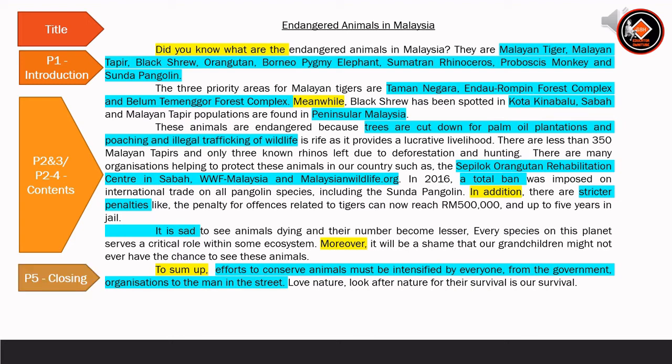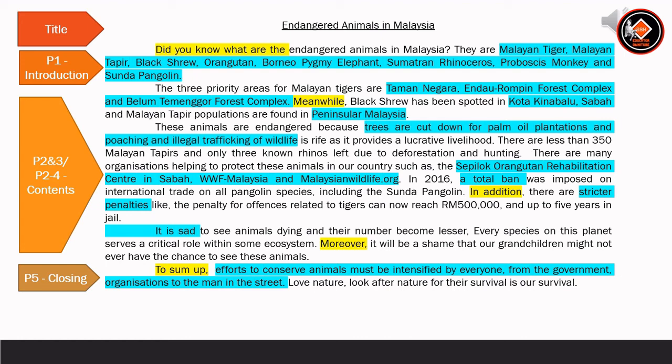Endangered animals in Malaysia. Did you know what are the endangered animals in Malaysia? They are Malayan tiger, Malayan tapir, black shrew, orangutan, Borneo pygmy elephant, Sumatran rhinoceros, proboscis monkey, and Sunda pangolin. The three priority areas for Malayan tigers are Taman Negara, Endau-Rompin Forest Complex and Belum-Temenggor Forest Complex. Meanwhile, black shrew has been spotted in Kota Kinabalu, Sabah, and Malayan tapir populations are found in peninsular Malaysia.